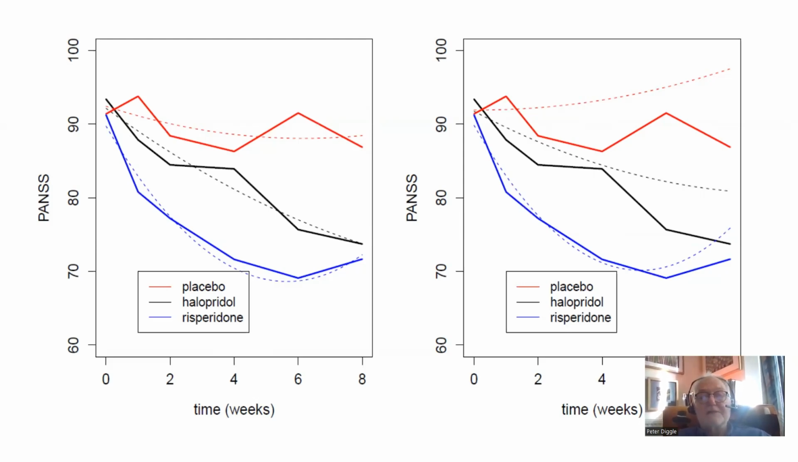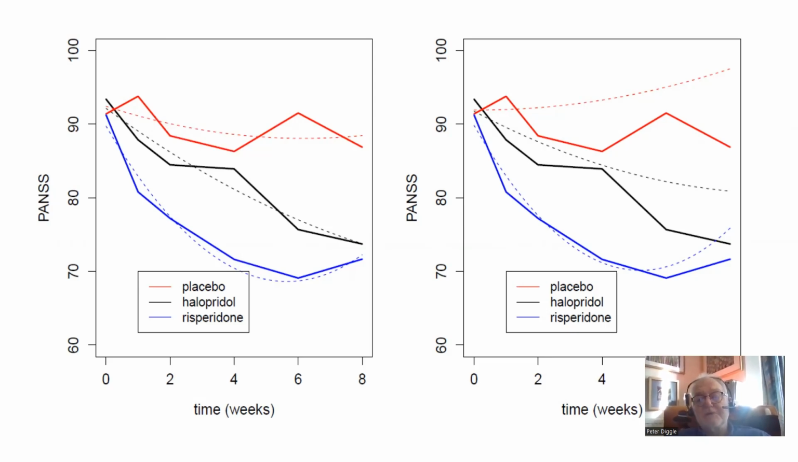Now, the dotted lines here show the fits of two different models to the same data. And one question you might ask is, which model fits the data better? And you'd be forgiven for thinking that the obvious answer is the model on the left, where the dotted curves are kind of smoothing out the observed data shown as the jagged solid lines. But actually, both models are correct. Now, how can this be?